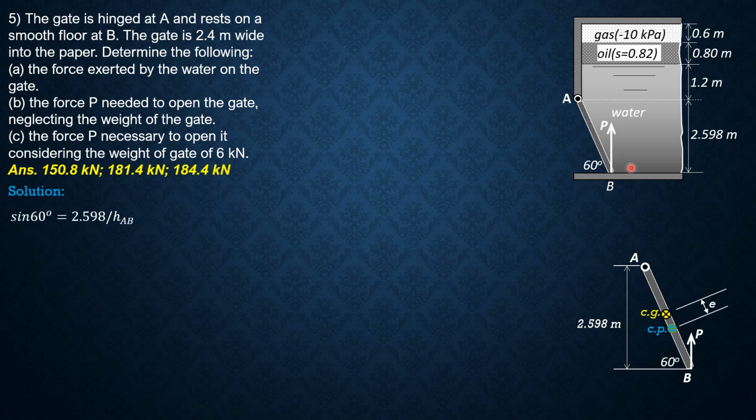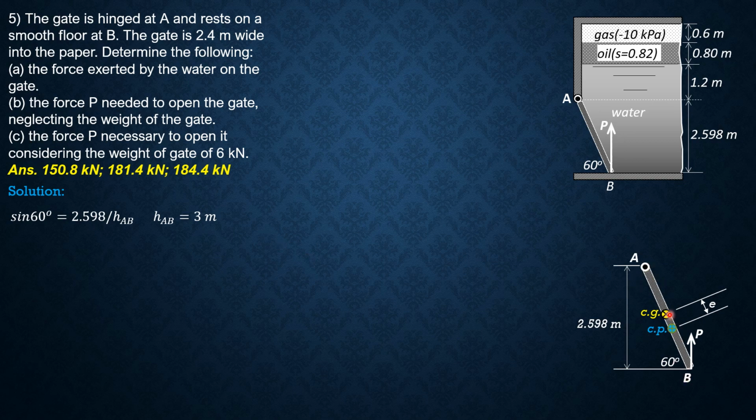So sine of 60 degrees is, imagine this right triangle here. Sine of 60 is equal to 2.598 over the height of the gate AB. So the height of the gate AB is equal to 3 meters. Therefore, the gate is 2.4 meters wide, perpendicular to the screen, by 3 meters.